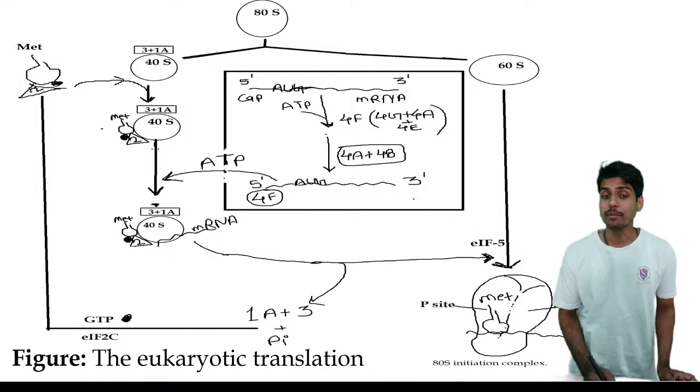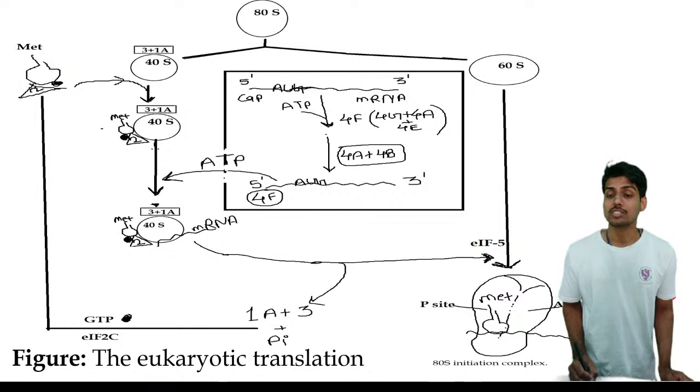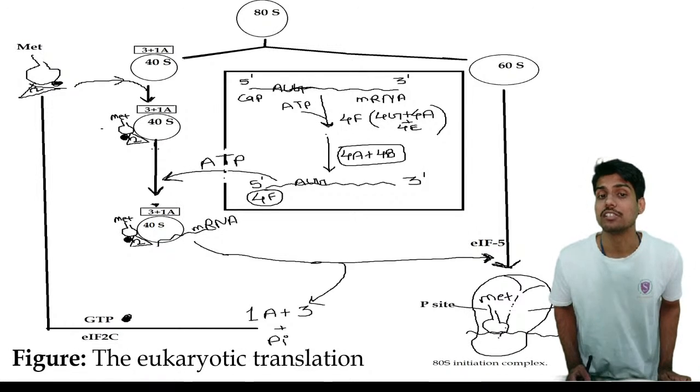See what will happen in this way. This is the diagram for the initiation phase, right? We are just initiating the synthesis of the entire protein. So what are the things that are happening in this initiation?